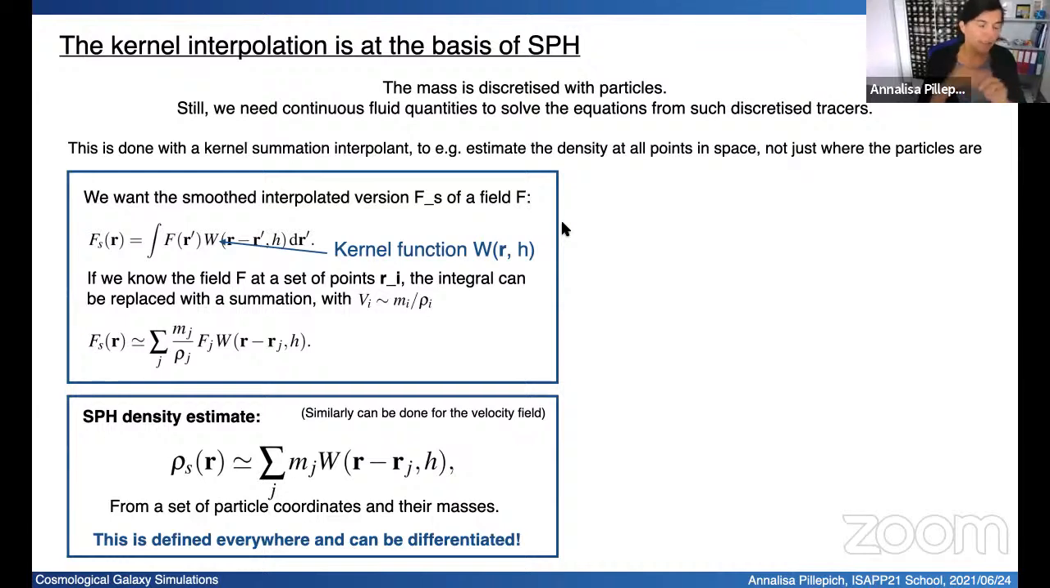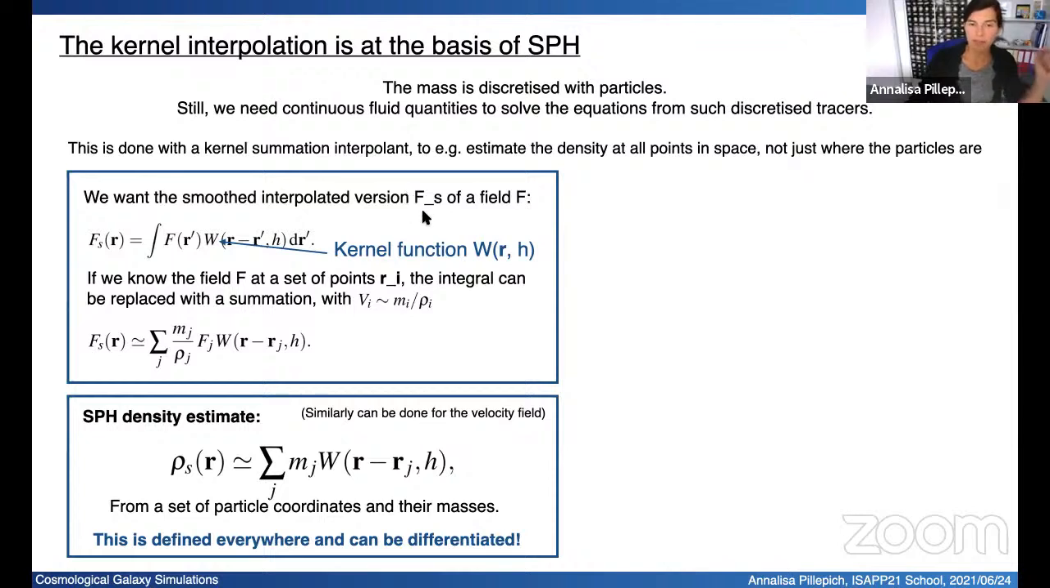Still, in order to integrate the equations, we still need continuous fluid quantities to solve them, okay? So that we can differentiate them even though numerical. And so this is done with the so-called kernel summation interpolant, and that's why it's SPH. So you have discretized your gas in particles. Each particle has a mass. And this gives you, for example, the density field sampled at the position of the particles.